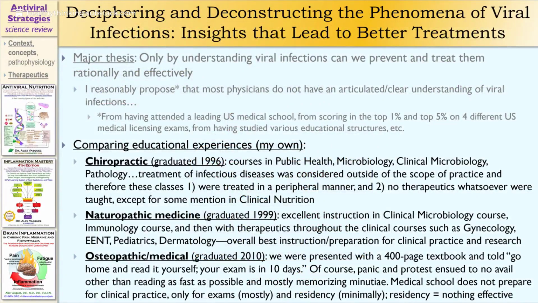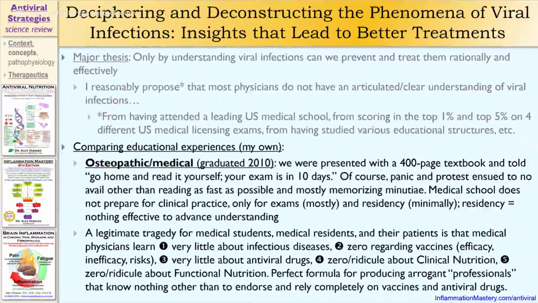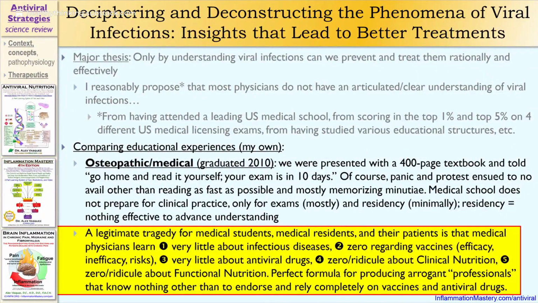As I stated in the earlier introduction, the first video in this series for 2019, I studied microbiology and immunology and pathology in Chiropractic College, Naturopathic Medical School, and also Osteopathic Medical School. Of those 3, naturopathic medicine certainly provided me the best experience and overall education in clinical microbiology and immunology. What we learned in medical school about viruses and viral infections was very little of practical relevance, other than to help us make good scores on standardized tests.